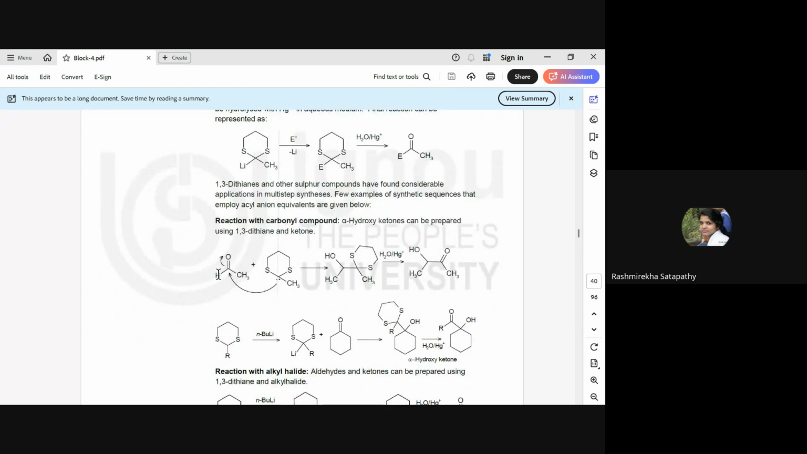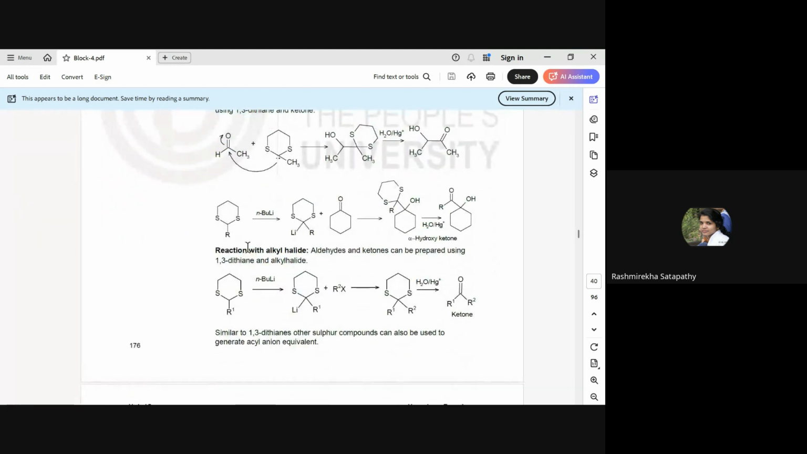When the 1,3-dithiene anion reacts with a carbonyl compound, it attacks the electrophilic carbonyl carbon center, and after hydrolysis, the OSCH3 is converted to COCH3. With butyl lithium, the lithium group is attached here, and when it reacts with cyclohexanone, this compound is formed upon hydrolysis. RCO is converted to CO.